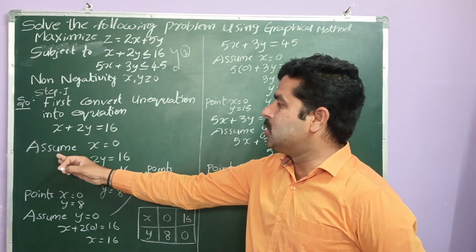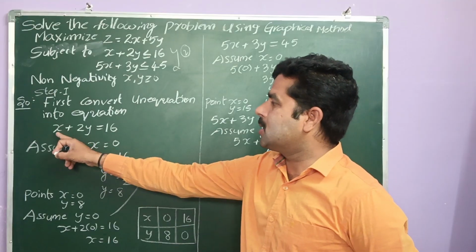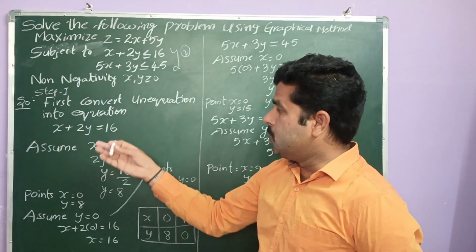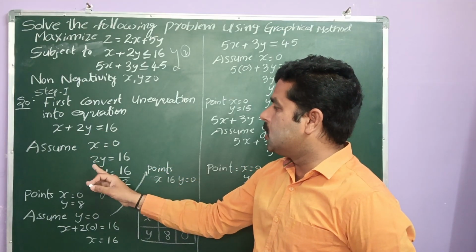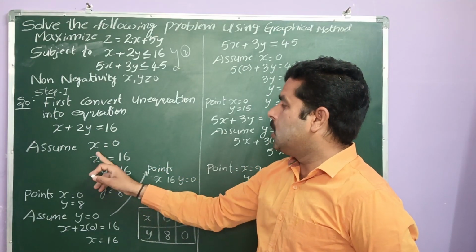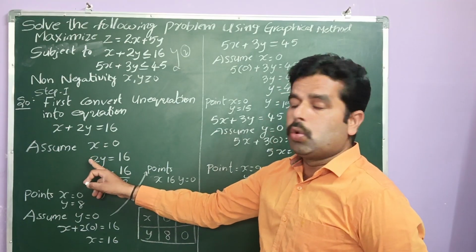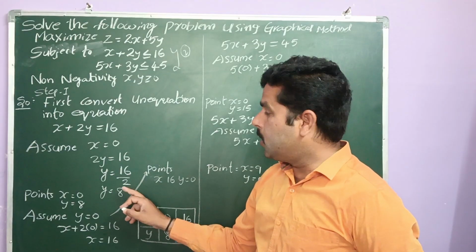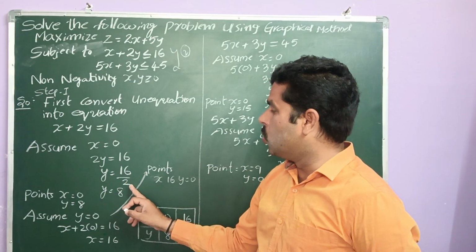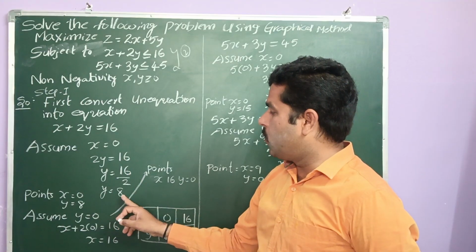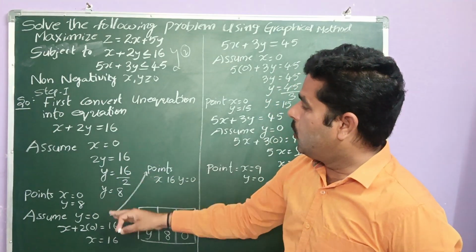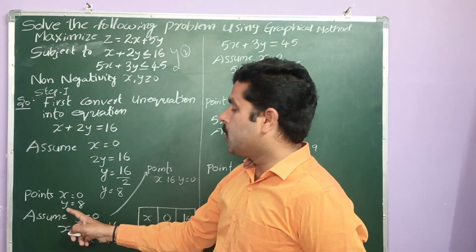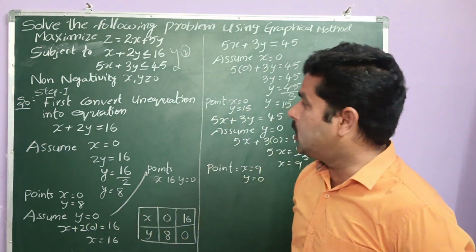Simply assume x equals 0. Then x into 0 is 0, so I have taken 2y equals 16. When the 2 is moved to the right side, it becomes a denominator, so y equals 16 by 2. Two eights are 16, so y equals 8. After getting the x value and y value, write the points: x equals 0 and y equals 8. This is the first one.